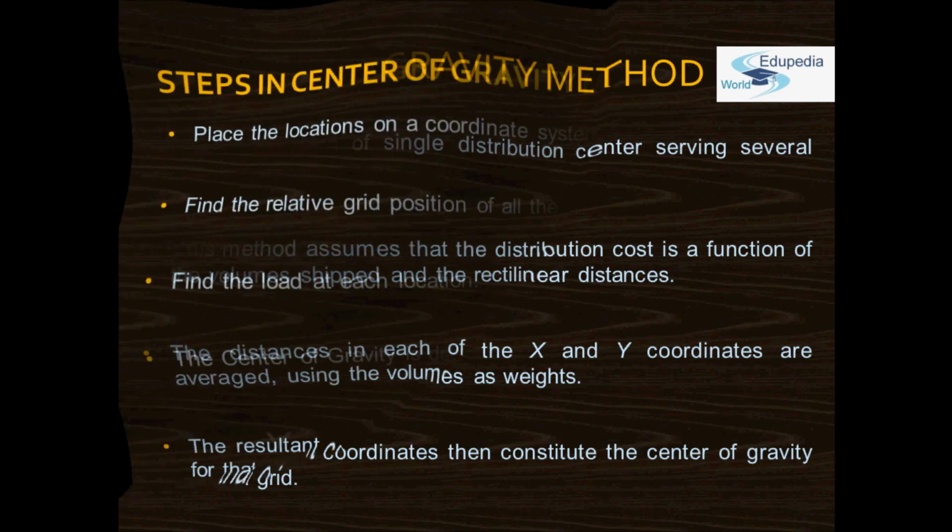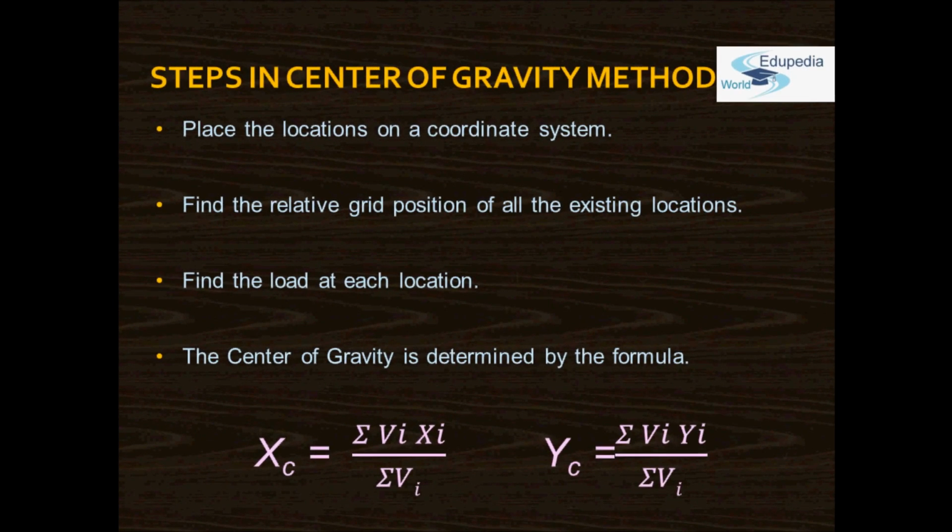Alright, so now let's look at the steps in determining the most suitable location using the center of gravity method. As usual, the first step in this procedure is to place the locations on a coordinate system like the previous two methods. The origin of the coordinate system and the scale used are arbitrary, just as long as the relative distances are correctly represented. This can easily be done by placing a grid over an ordinary map of the region.